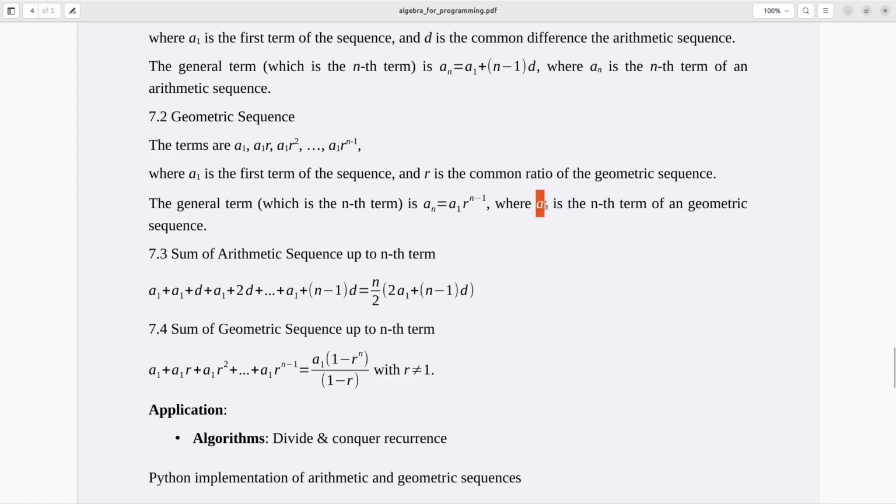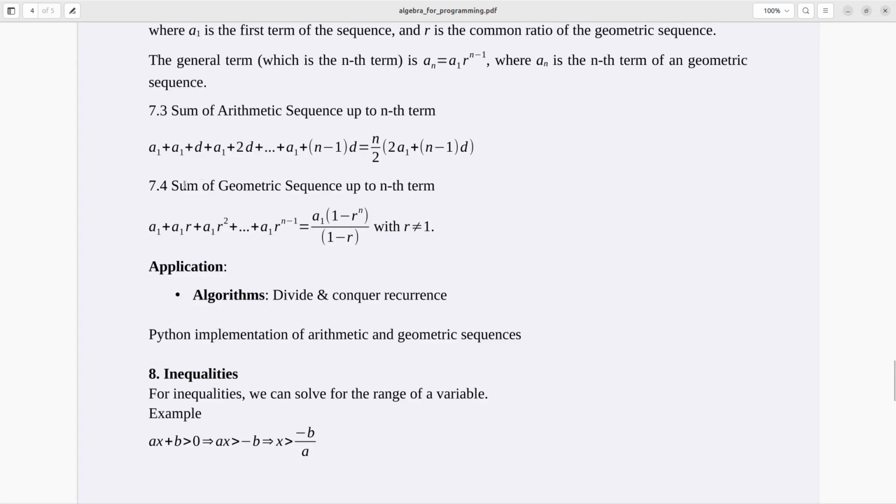An is the nth term of the geometric sequence. And how can we get the sum of all the terms in an arithmetic sequence up to the nth term? We can have this formula. The first term plus the second term plus the third term up to the nth term will be equal to n divided by 2 times 2a1 plus n minus 1 times d, okay?